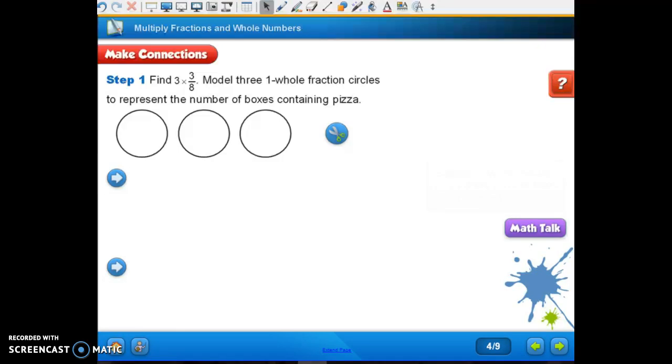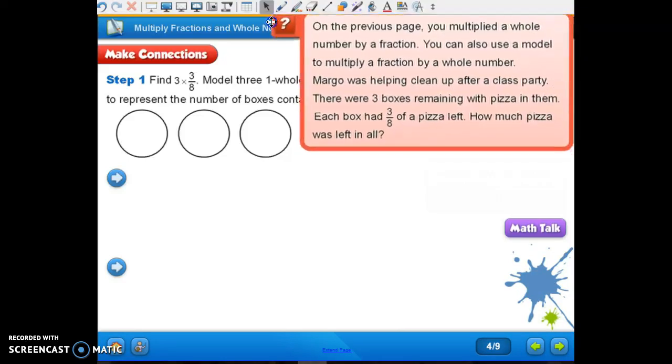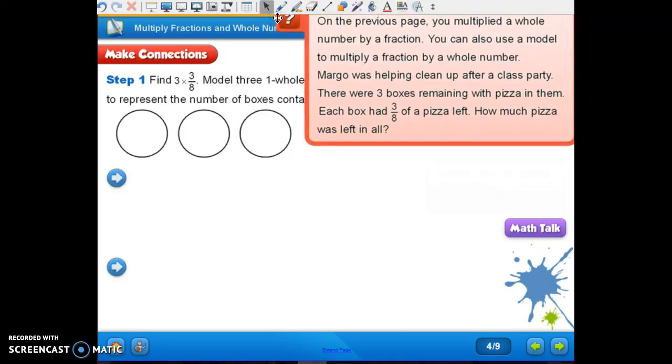All right, should be at the top of page 296. We're going to make a connection here. Let's see what our story is, or our words of wisdom. On the previous page, you multiplied a whole number by a fraction, right? We had 1, or we had 2, and we multiplied it by 3/4, and we multiplied it by 3/10. Okay? You can also use a model to multiply a fraction by a whole number.